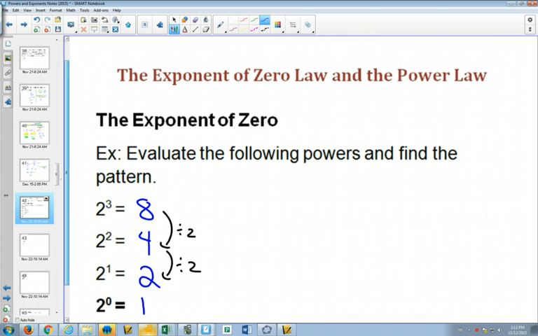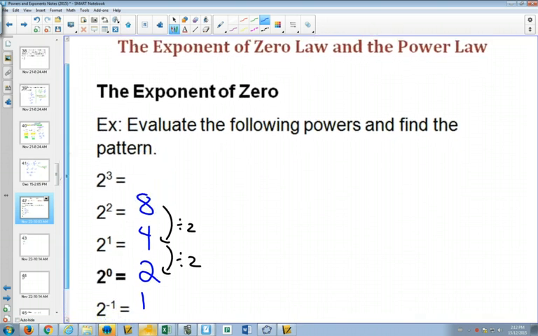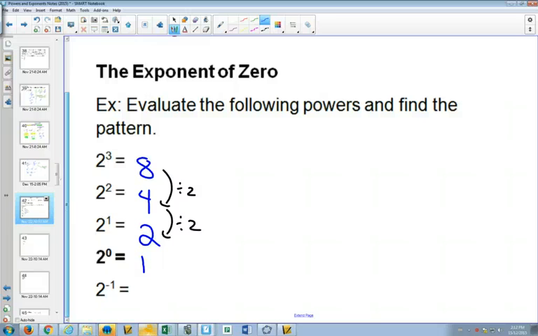And if we kept going with this pattern, whoa. What do you think 2 to the negative 1 would be? What happens if you take 1 and divide it by 2? You get 0.5 or 1/2.